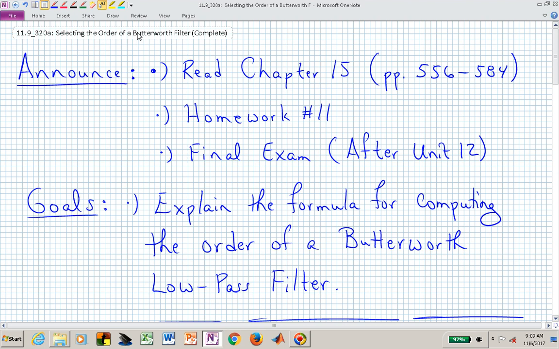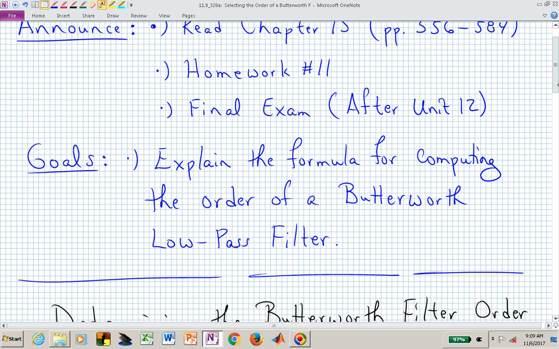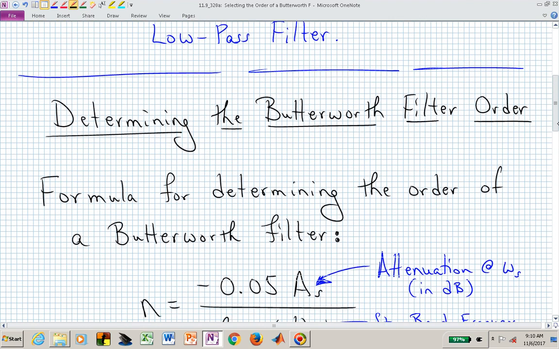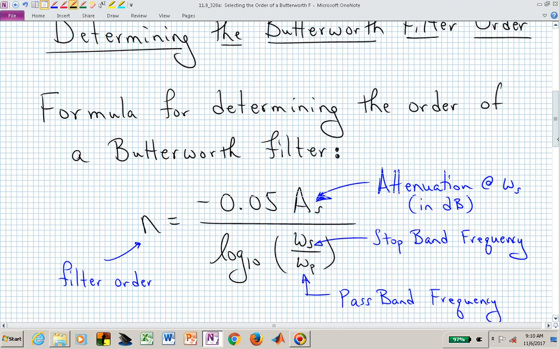This is the active filter unit, or unit 11, and in this video what we want to do is just explain the formula for computing the order of a Butterworth low-pass filter based on somebody giving you particular design specifications. Or how do we actually decide what this order is, n equal 1, n equal 2, n equal 7. How do we decide what order of filter we want for the Butterworth filter? And we will simply utilize the formula given to us or derived in the book.